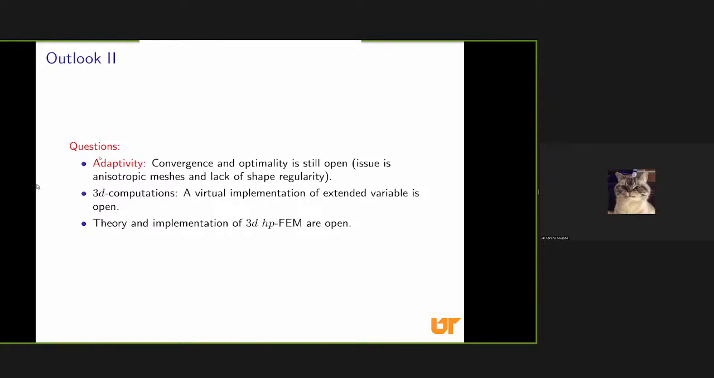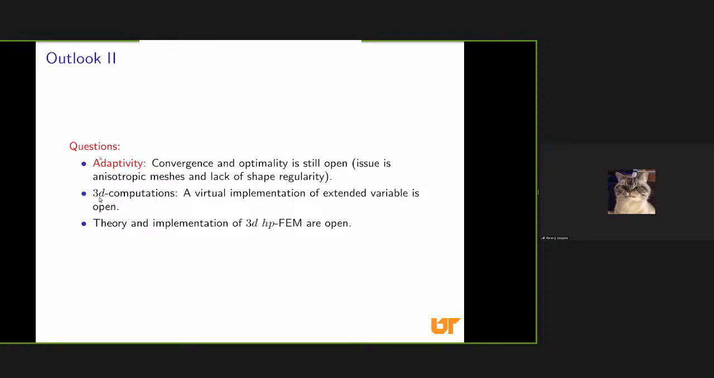However, I mentioned we have a posteriori error estimators, so you can do adaptivity in practice, but there's no theory to guarantee that this is a good thing. So convergence and optimality of adaptive methods is still open.